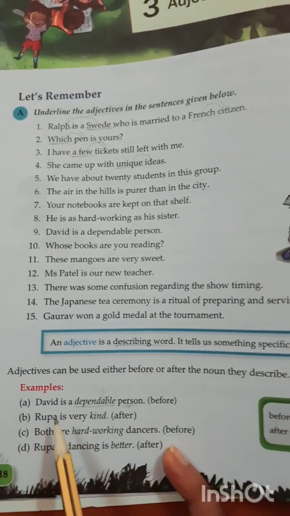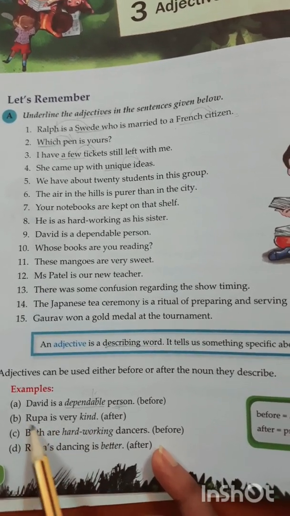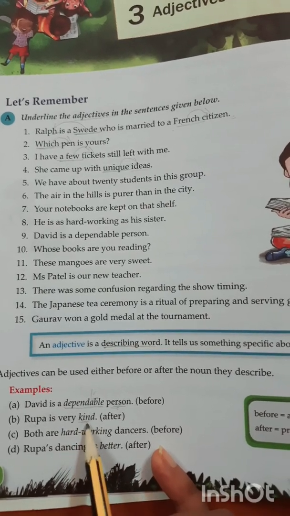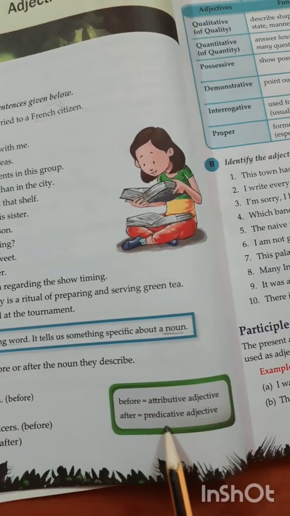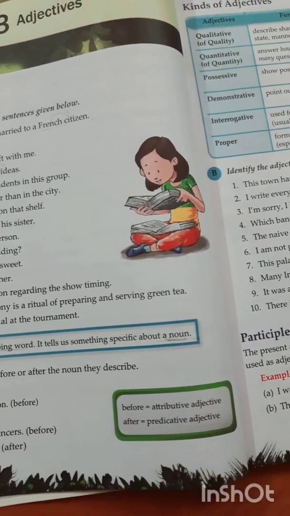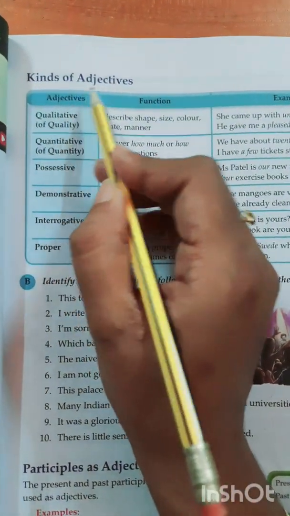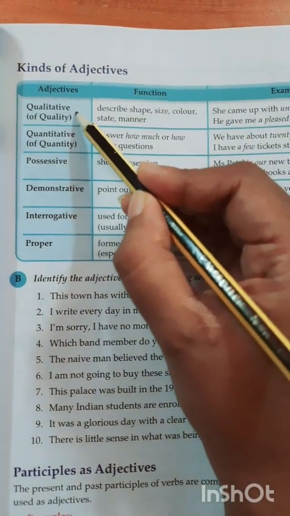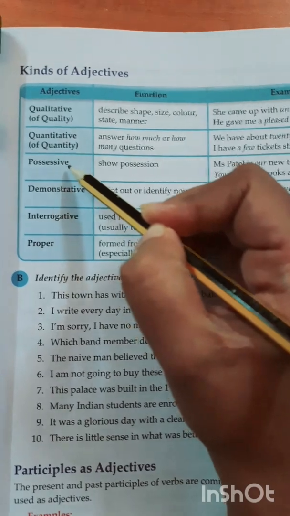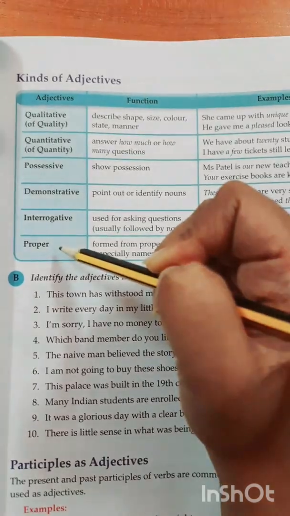The next example: Rupa is very kind. Who is kind? Rupa. So kind is the adjective here, and it comes after the noun, so it's called a predicative adjective. Now turn to the next page, page number 19. The first topic is kinds of adjectives. The kinds are qualitative, quantitative, possessive, demonstrative, interrogative, and the last one, proper.